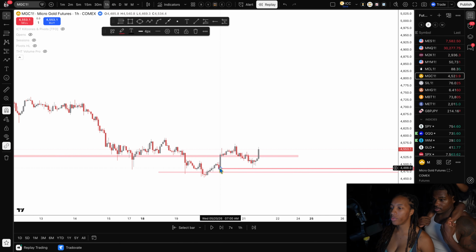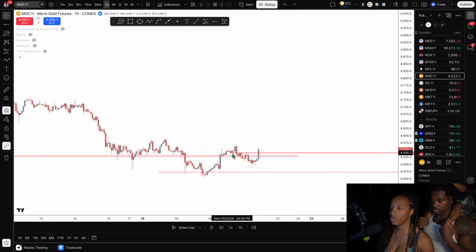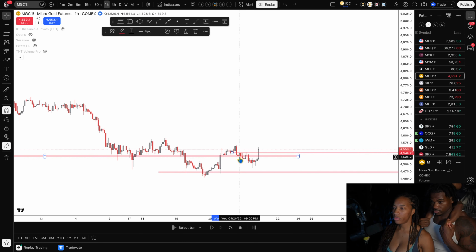So right here is where we're just tracking our lows. We put this right here, and this was the first indication right here. So with this being the first indication, we got a second indication, and then we will want price to go back to our first indication in the 15 minutes.